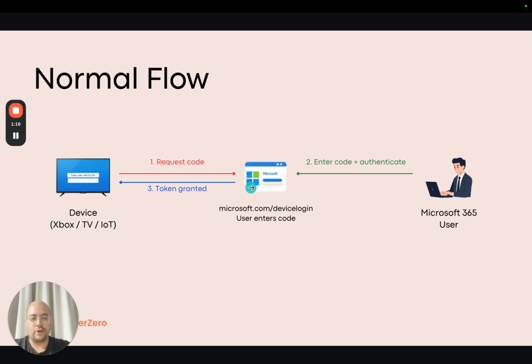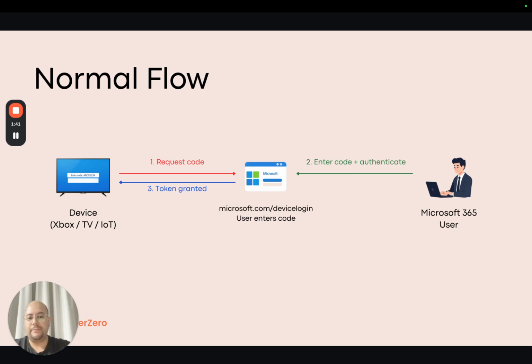Now, once you enter this code and you have successfully authenticated, Microsoft is going to generate a token and send it to your device. Now, that device can impersonate you as a user, and now you're signed into that device without having to enter your username, password, and MFA code into the device. Now, this is the normal flow. This is the legitimate flow.